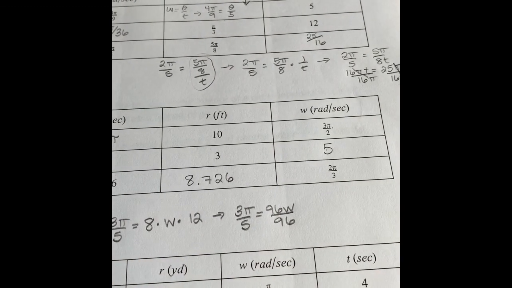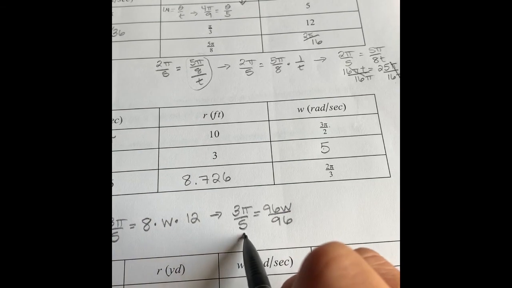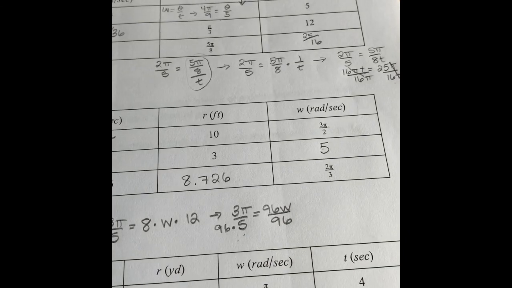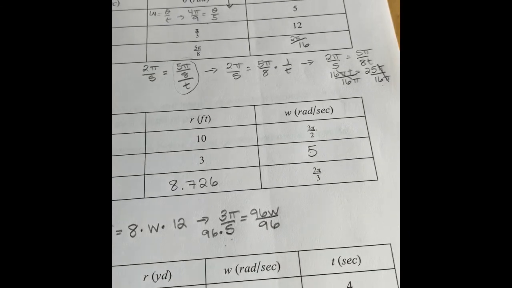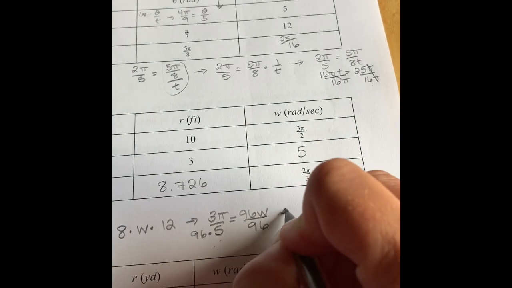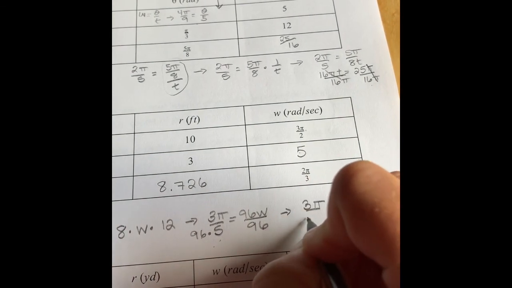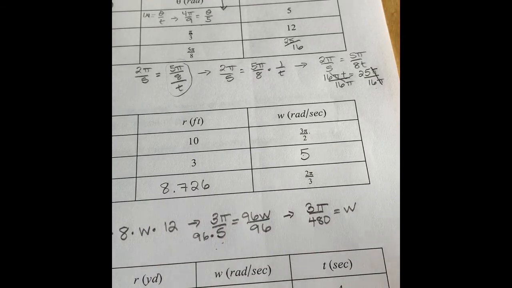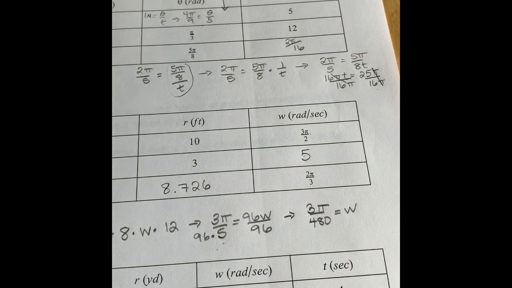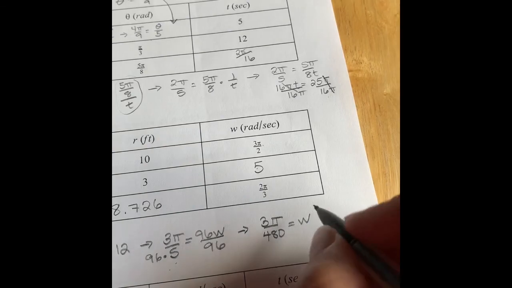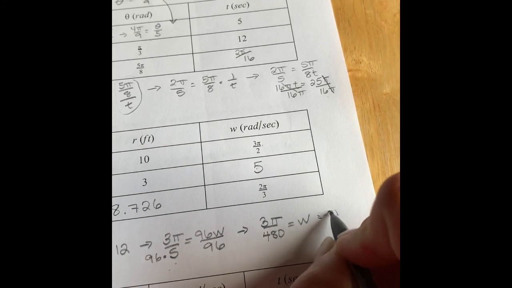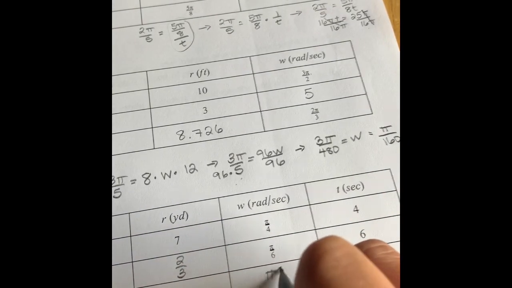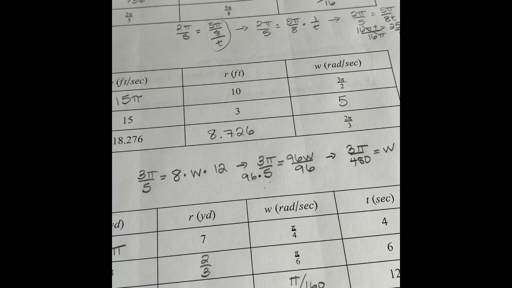To shortcut what we did on that last problem, if we're dividing this by 96, it's the same thing as multiplying the denominator by 96. So if you put 96 times 5 in the calculator, you get 480. So we have 3 pi over 480, and that's what W equals. You can try plugging that into your calculator to see if it simplifies, and it does. It simplifies to 1 pi over 160. So that would be the measure of W on that problem.